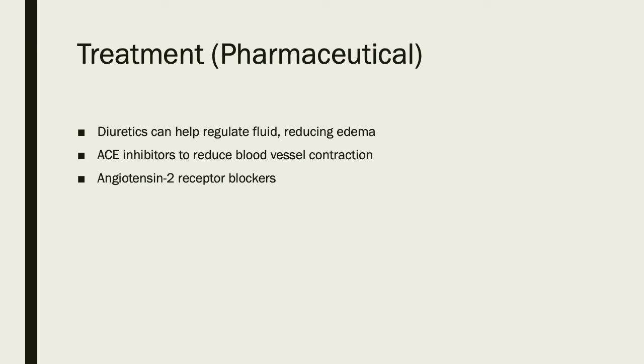So I believe these may have been mentioned in lecture, but ACE inhibitors are going to reduce blood vessel contraction by blocking the production of angiotensin II. If you remember, angiotensin II is going to cause vasoconstriction, or the constriction of those blood vessels and increasing that peripheral resistance, which then the heart has to work even harder, and that's going to increase those symptoms of heart failure. However, angiotensin II receptor blockers are just going to block angiotensin II from binding instead of stopping them at their production.